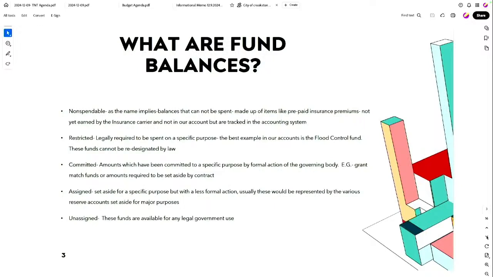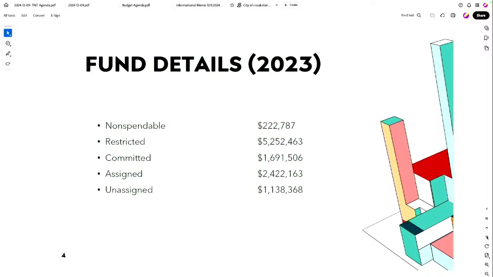Every city, next slide please. So these are the fund details that we have for the city of Crookston as of our 2023 audit. We had $222,000 in non-spendable, $5.2 million in restricted, just shy of 1.7 million in committed funds, 2.4 million in assigned, and 1.1 million in unassigned funds. The problem that we run across with this, next slide please.